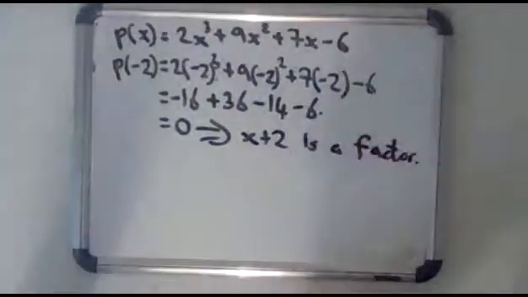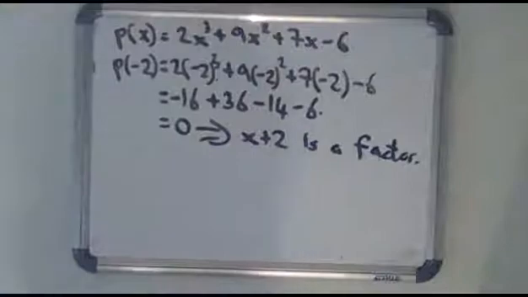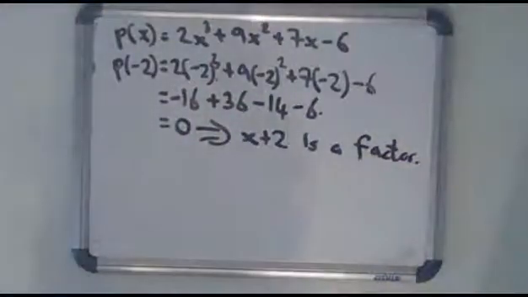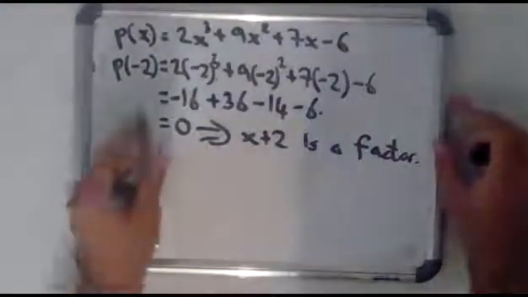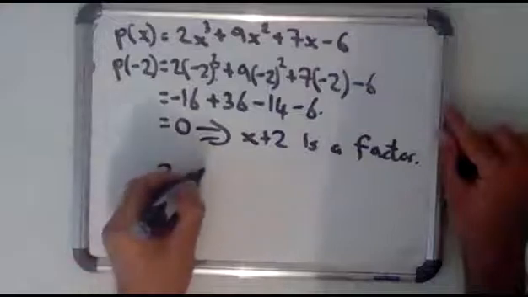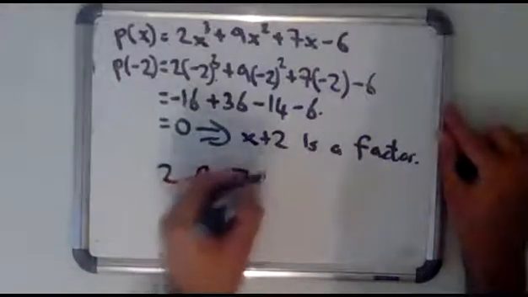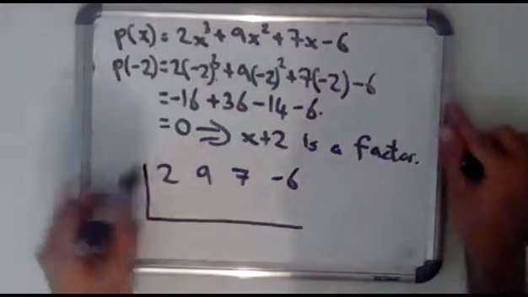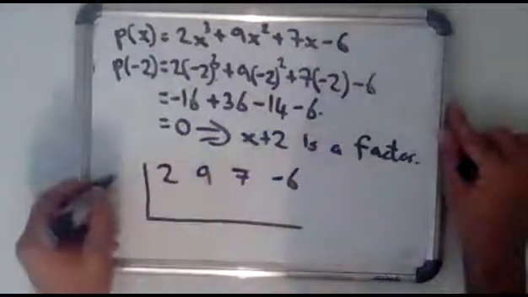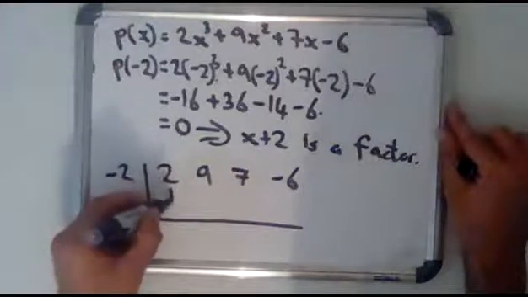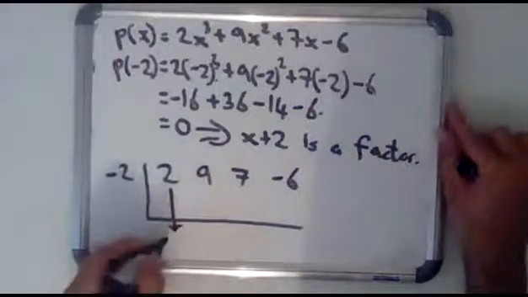So once we've got that, we're going to divide the polynomial by x plus 2. Because it's a nice simple linear factor, we can do that synthetically. There's no gap in the polynomial, so we can write down 2, 9, 7, and minus 6, and draw a big line like that. We are dividing by x plus 2, so we put a little minus 2 here. First thing you do, you bring the 2 down.